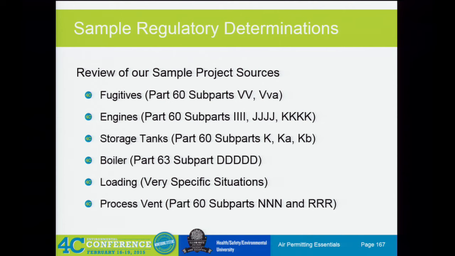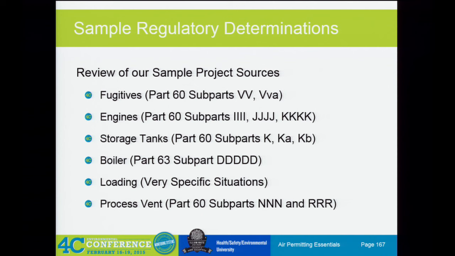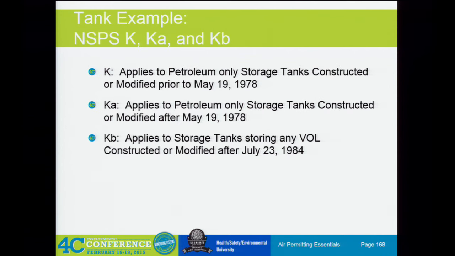For example, the tank series is the K series. Well, the series don't always make perfect analogies amongst themselves, so let's talk about the K series and the D series. When we say a series, we mean the big letter and then the little letters after it. The K series is K, Ka, Kb. K goes based on time. They started back in 1978, so a tank that was constructed or modified before 78 is K, after 78 is Ka, and after 84 is Kb. All right?